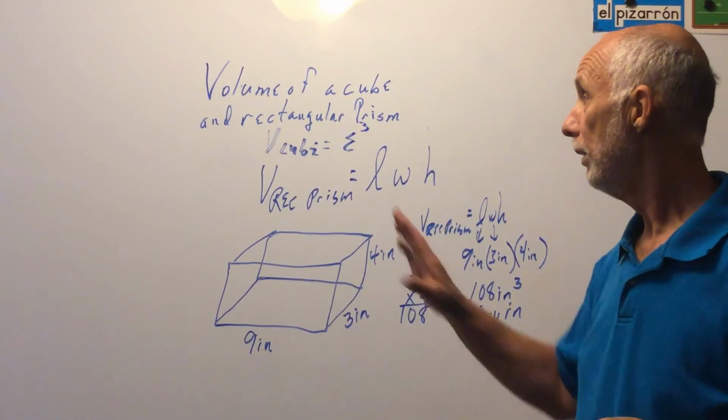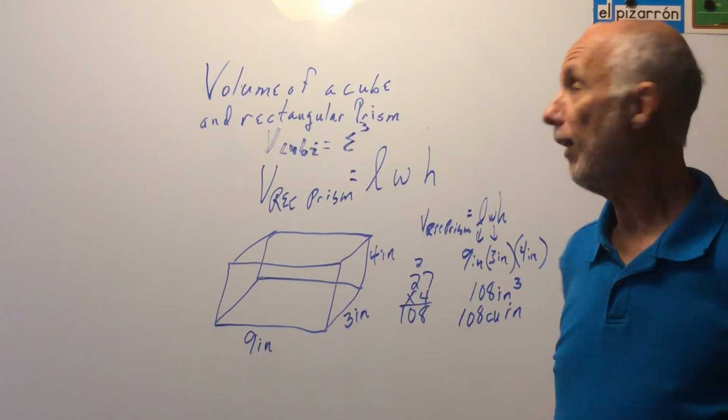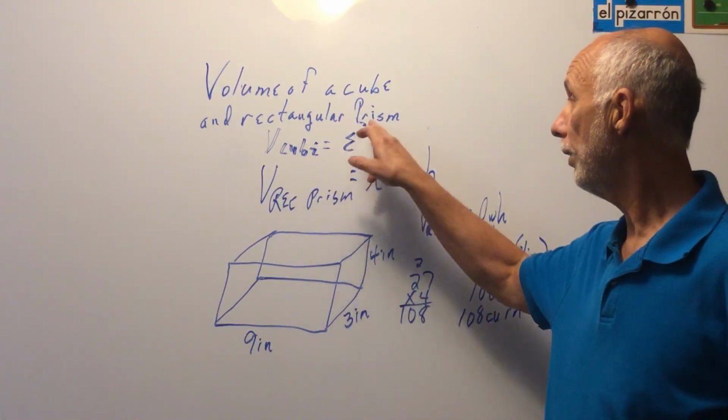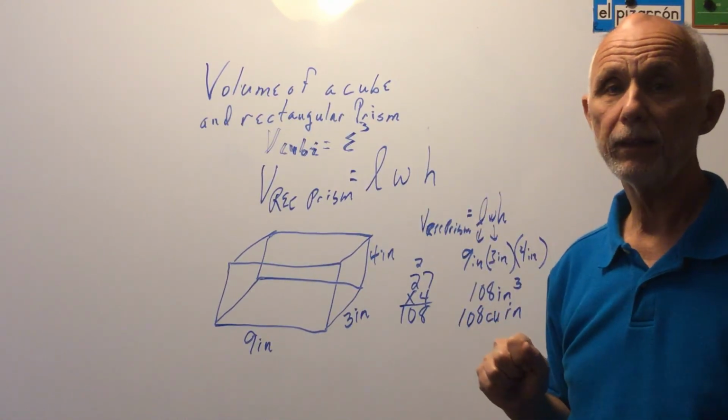All right, so this is what you need to know for your homework. Okay, volume of a cube, edge to the third power, volume of a rectangular prism, length times width times height.